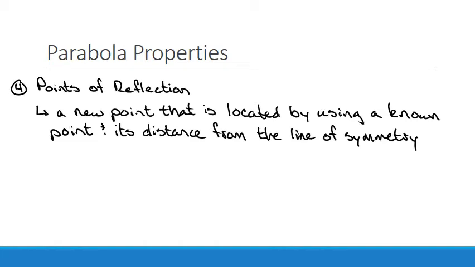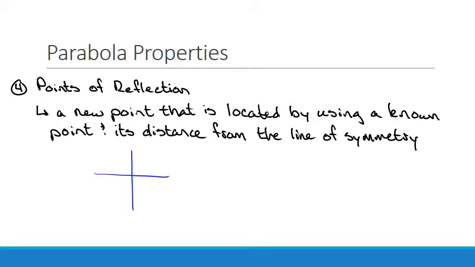Points of reflection. That's a new point that's located by using a known point and its distance from the line of symmetry. Okay, so we'll use this idea when graphing sometimes. Maybe we can use algebra to find some points on the parabola, but then we can use these points of reflection to find other points just to make a fuller picture.